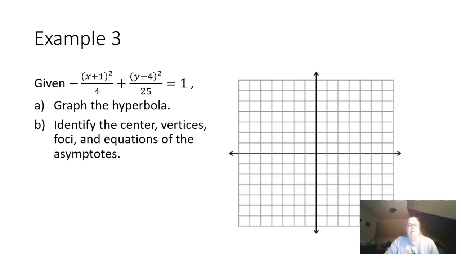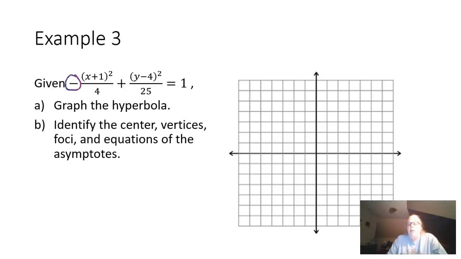Example 3, given that the opposite of x plus 1 squared divided by 4 plus y minus 4 squared divided by 25 is equal to 1, part A, graph the hyperbola. Part B, identify the center, vertices, foci, and equations of the asymptotes. Okay, we're going to do this the same way we've done the others. We're going to find these parts and graph them as we go, and when we finish, we'll have a graph of the hyperbola. The transverse axis on this problem is once again going to be vertical, and I know that because the x is the one that's negative back here.